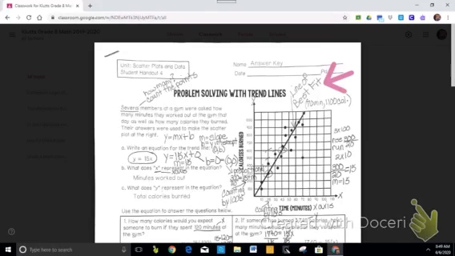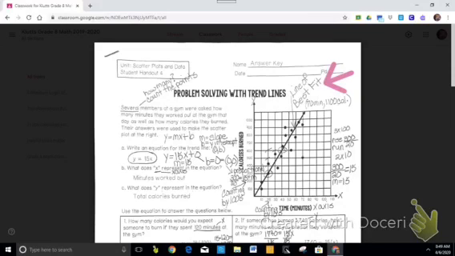Our introductory problem is here. Let's read together. Several members at a gym were asked how many minutes they worked out at the gym that day, as well as how many calories they burned. Their answers were used to make the scatter plot at the right.